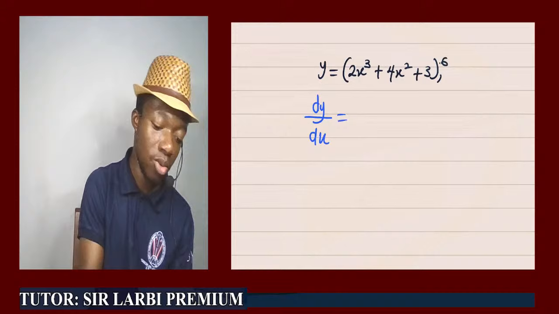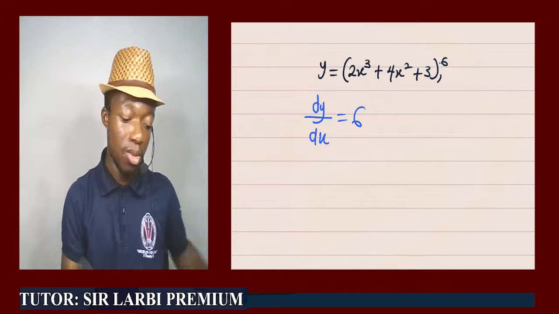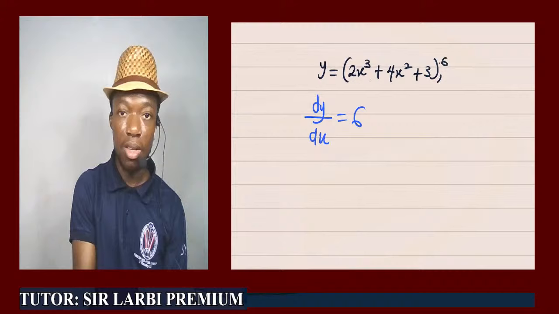So we're bringing the 6 down. That 6 will multiply the coefficient of the function here, which is 2x cubed plus 4x squared plus 2. So once you differentiate the 6, you then differentiate the terms in the bracket.